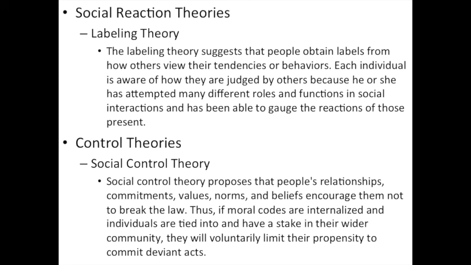Okay, next is control theories. First is social control theory. Social control theory proposes that people's relationship, commitments, values, norms, and beliefs encourage them not to break the law. Thus, if moral codes are internalized and individuals are tied into and have a stake in their wider community, they will voluntarily limit their propensity to commit deviant acts.